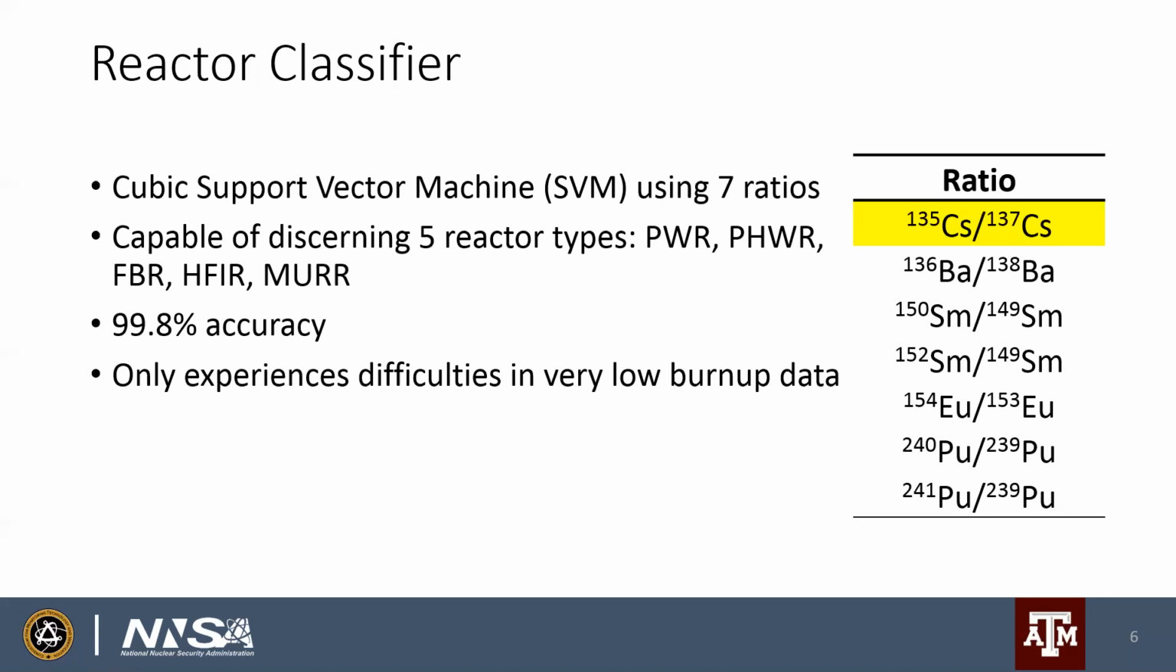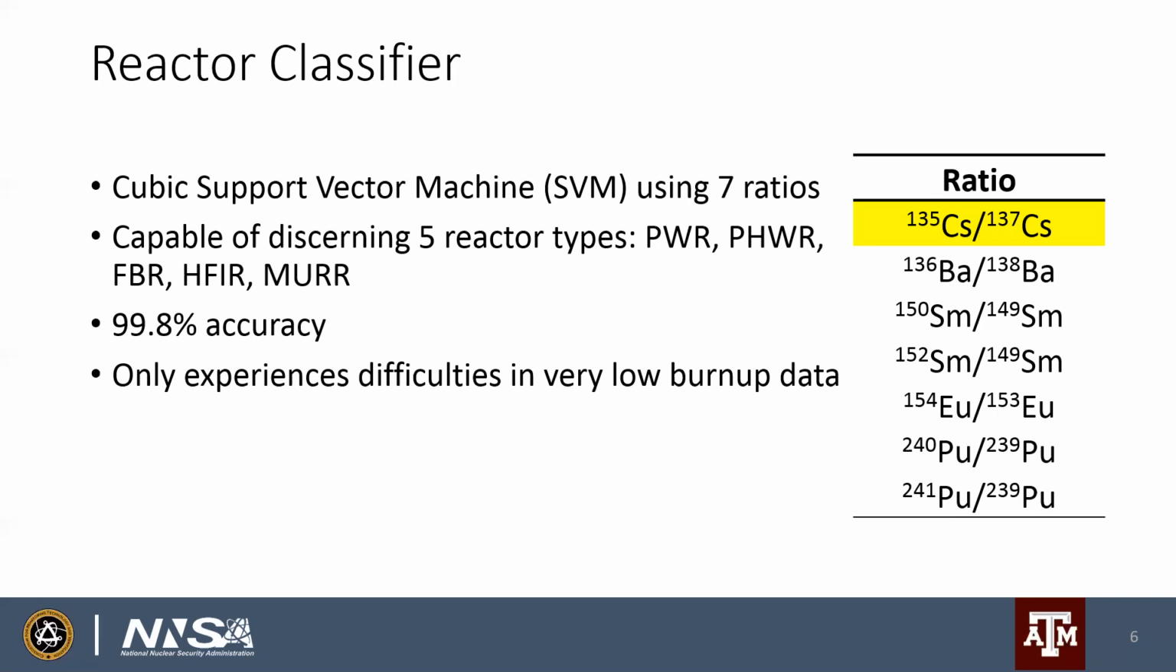And the reason we have HIFER and MER in that set is we have some validation data that we have from doing irradiation experiments at those 2 facilities. So we wanted to test our models using that validation data. We needed HIFER and MER in the reactor classifier. Right now, we're achieving an accuracy of 99.8%, which we're very pleased with.